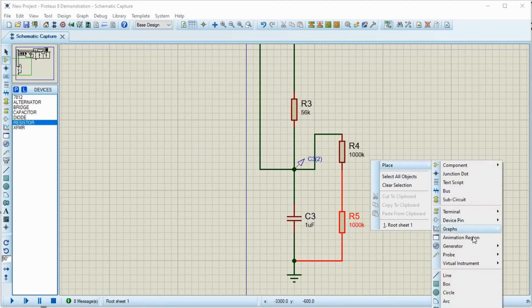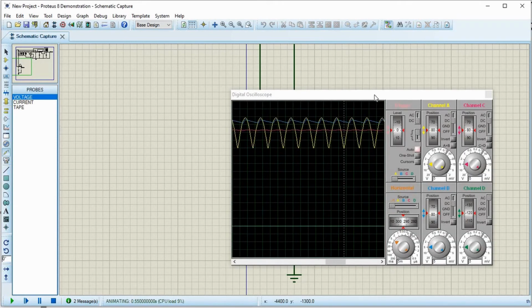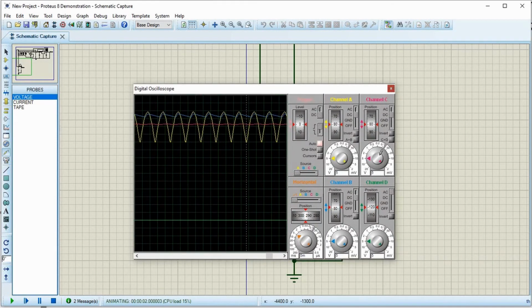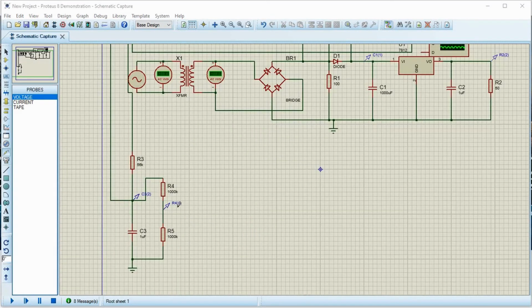Let me put a voltage probe here also. Okay, so now this is at 5.6 volts, that is around the halfway mark of 0 to 12 volts, that is good. Now this voltage we are going to give to the comparator and compare it with the reference voltage and take the action.